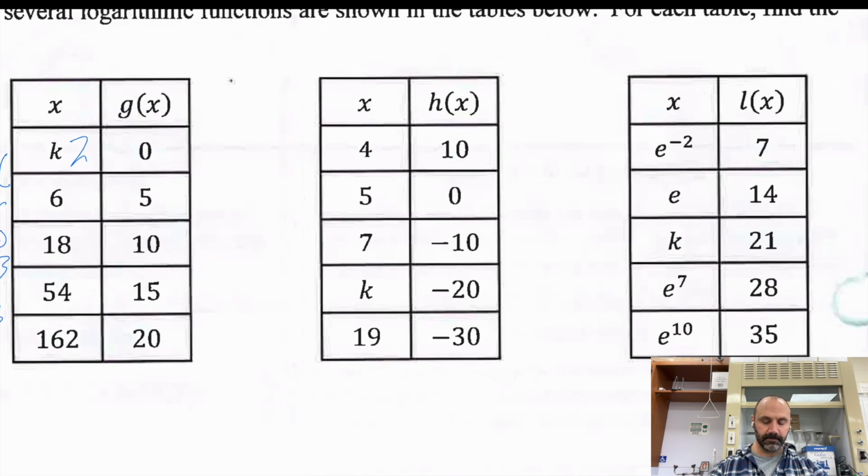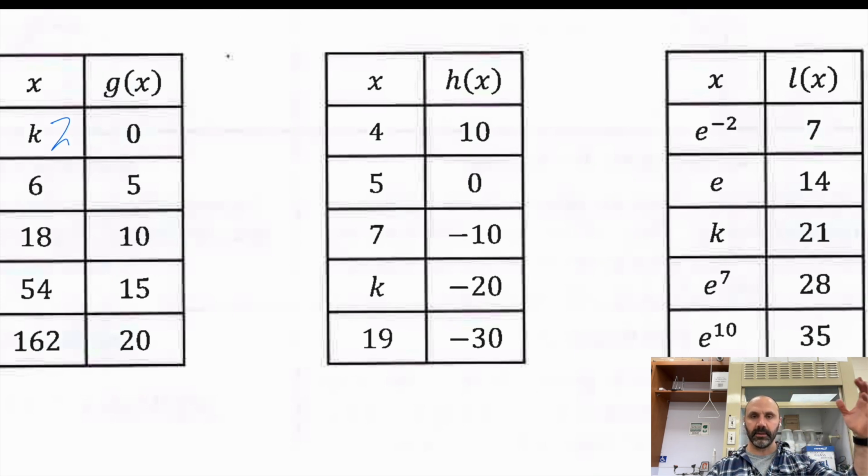Okay, h of x. Again, the output's changing additively. X is changing multiplicatively. So this is a difference of 1, and then I have a difference of 2.